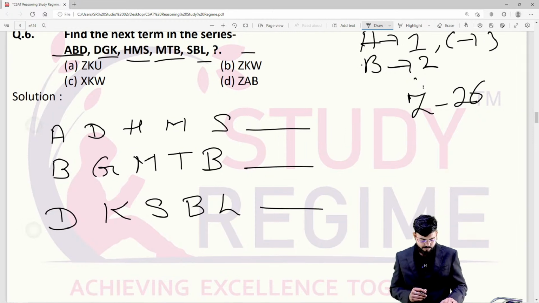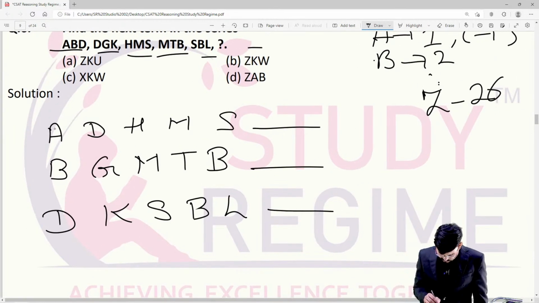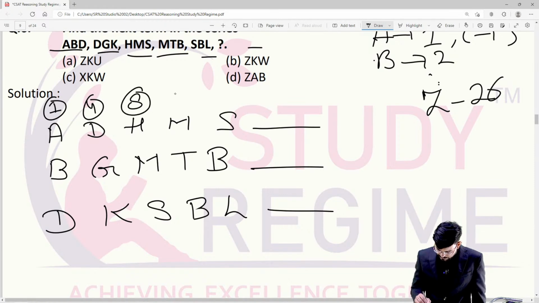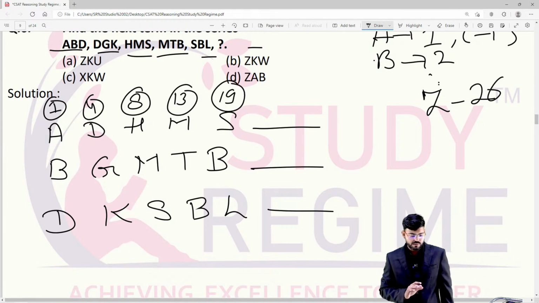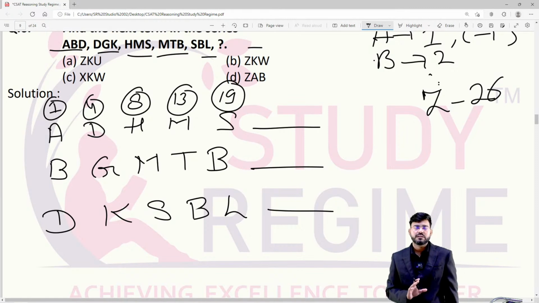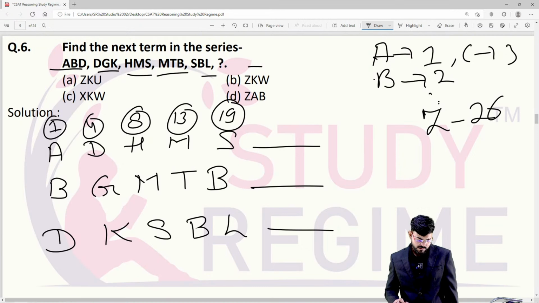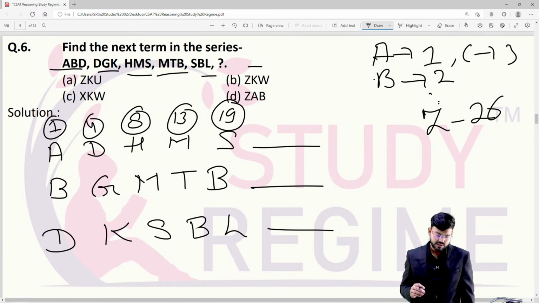Okay, let us start. Now if A is coded as 1, then D will be coded as 4, H will be coded as 8, M will be coded as 13, S will be coded as 19. Clear? You don't have to learn all these things, you just need to write it down on a piece of paper, or when you are going for your exam, you can write it somewhere and you can compare at that time. If you learn, it's very good. If you don't learn, you can just check it out from there.